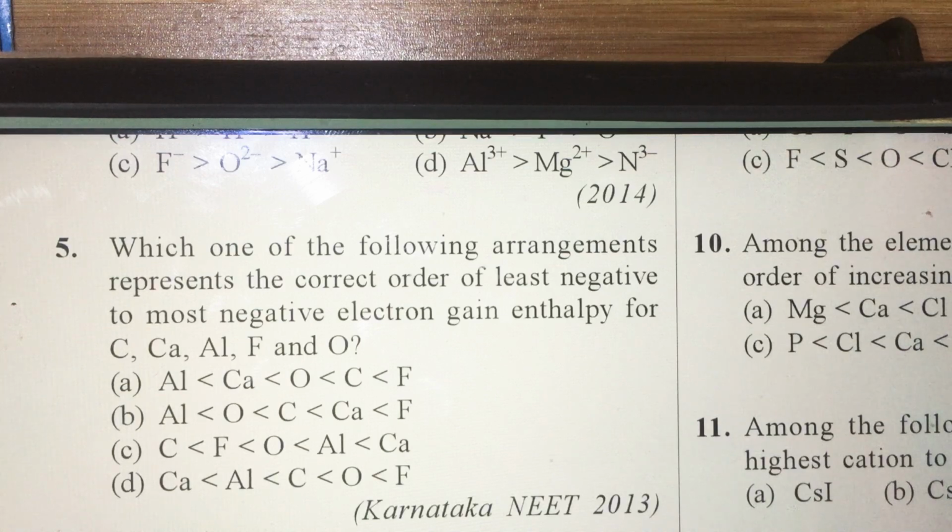Notice, electron gain enthalpy means the energy released when an electron is added to the valence level of an atom. For second group elements and for noble gases, it is positive because they don't want an electron. If you want to give an electron, you have to consume energy. See, enthalpy means energy change; negative means energy released. Positive means energy consumed. So based on this logic, for question number 5, Ca+ is least negative in nature.